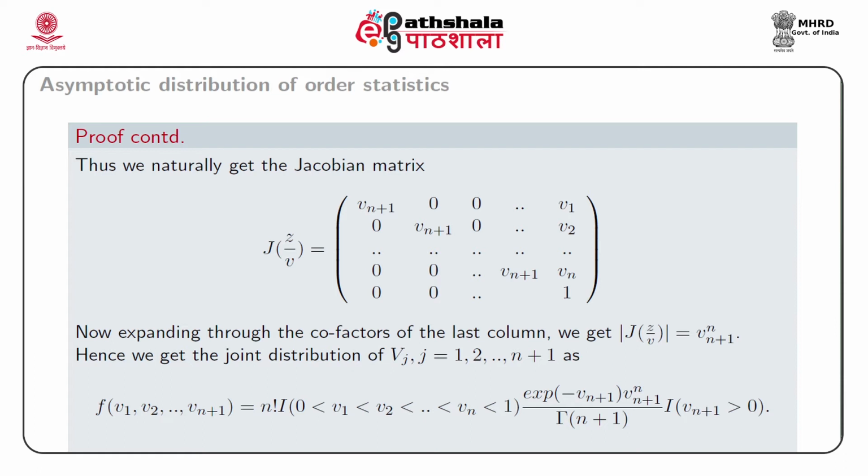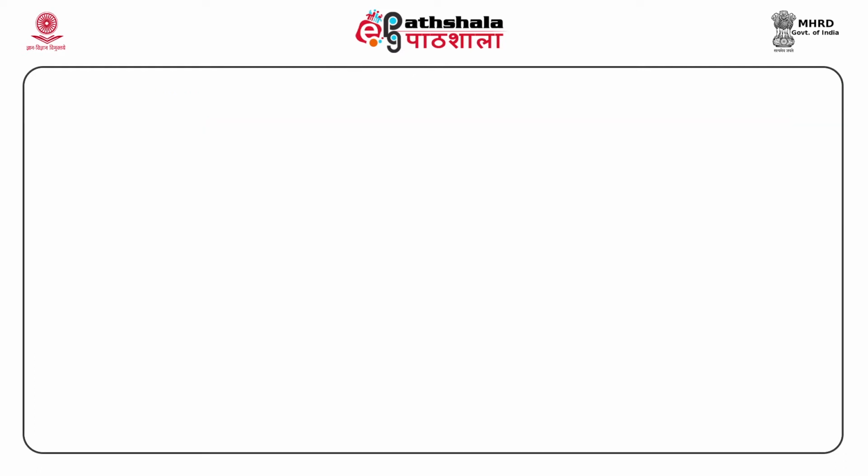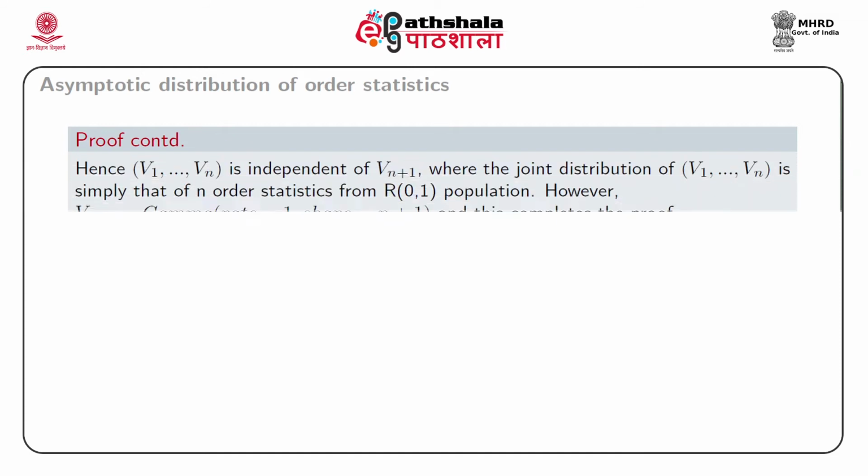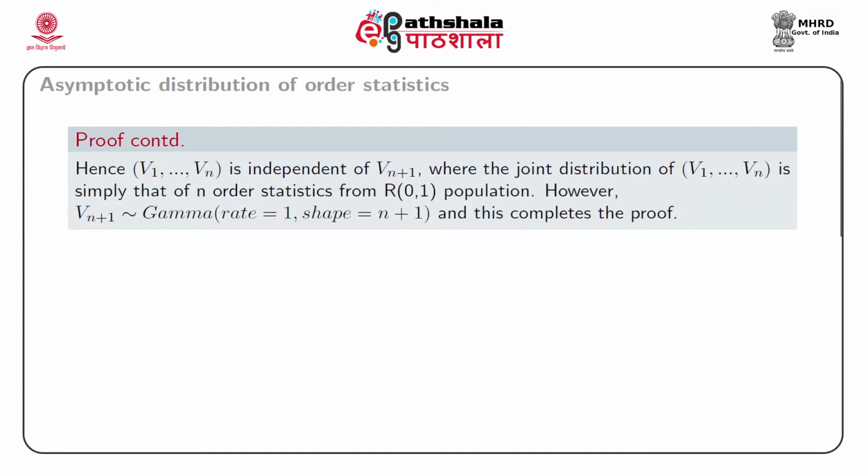So from the first principle of independence, the joint distribution of the variables V1, V2, Vn is independent of Vn plus 1, where the joint distribution of V1, V2, Vn is simply that of n order statistics from a rectangular 0, 1 population. However, from the PDF representation as given on the previous page, it is natural that Vn plus 1 has a gamma distribution with rate unity and shape n plus 1, and this completes the proof.